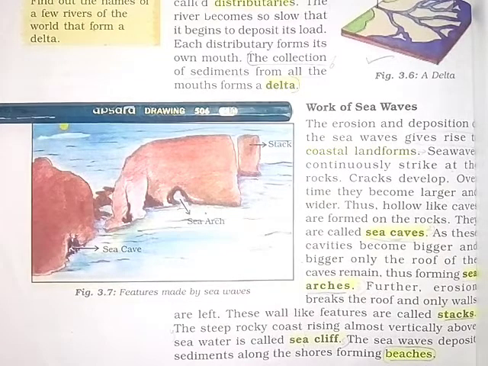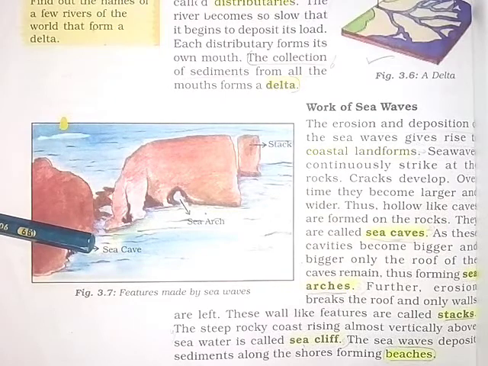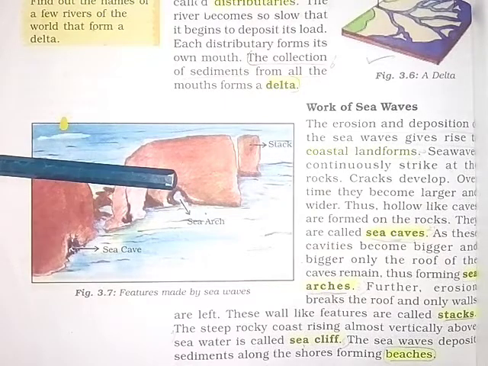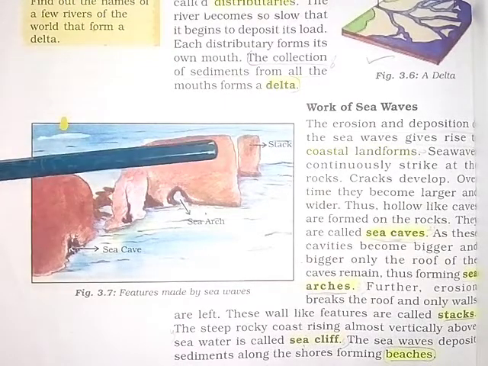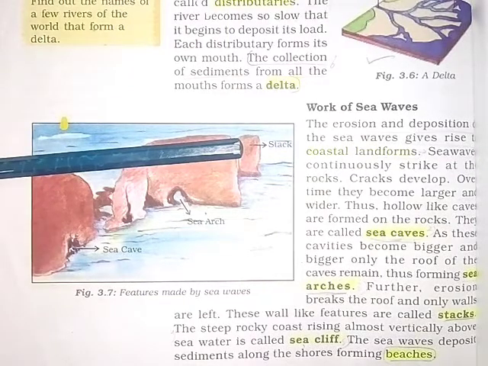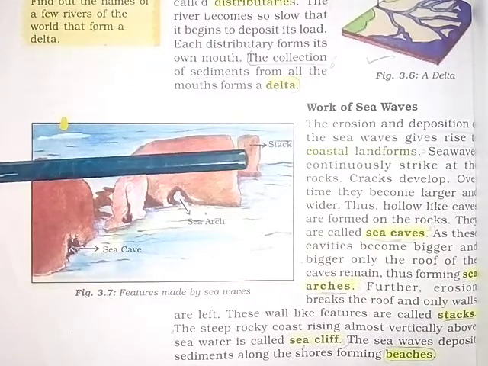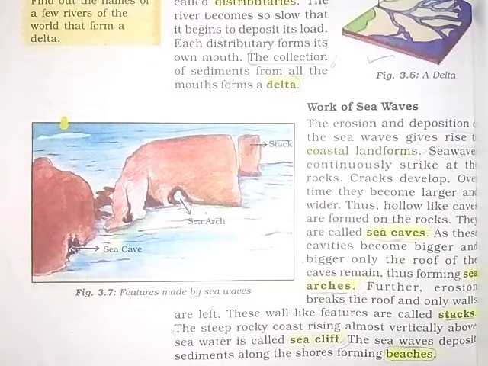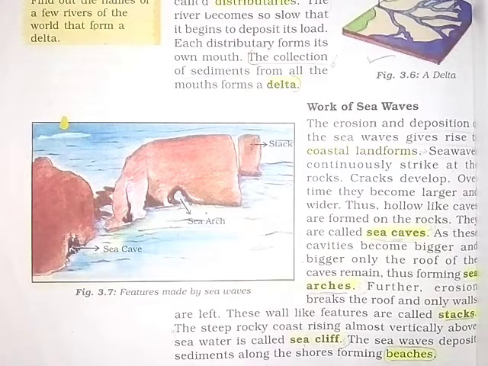As these cavities become bigger and bigger, only the roof of the caves remains, thus forming sea arches. Further, erosion breaks the roof and only walls are left. These wall-like structures are called stacks. The steep rocky coast rising almost vertically above the sea water is called sea cliff. The sea waves deposit sediments along the shores, forming beaches.